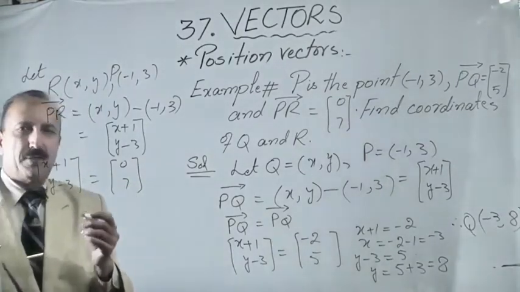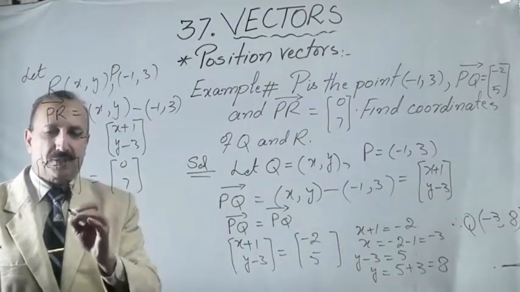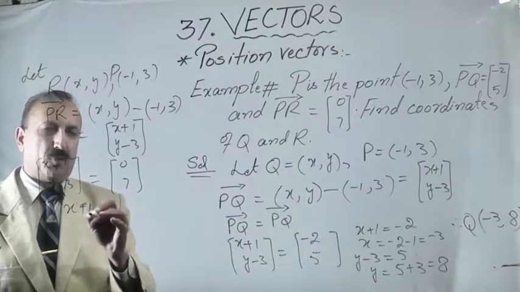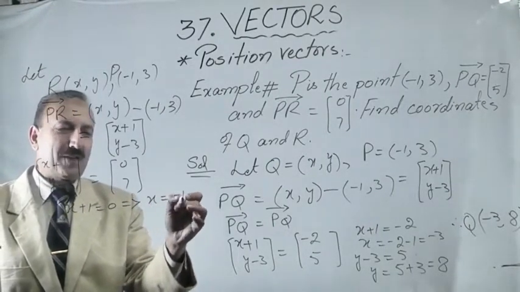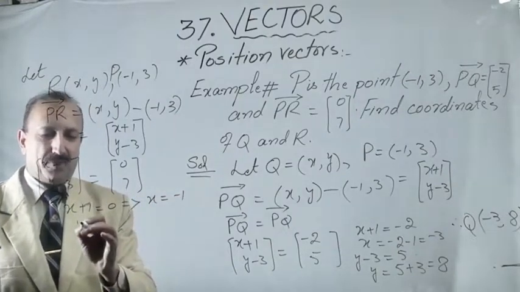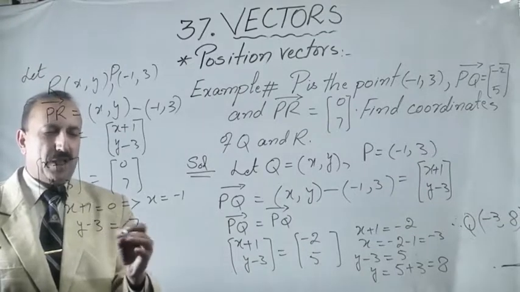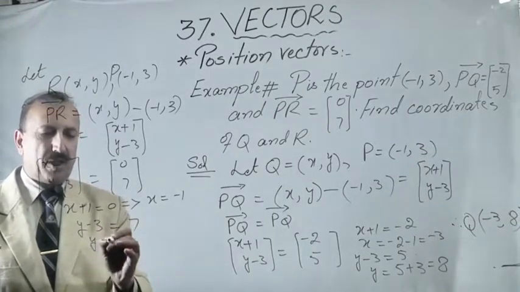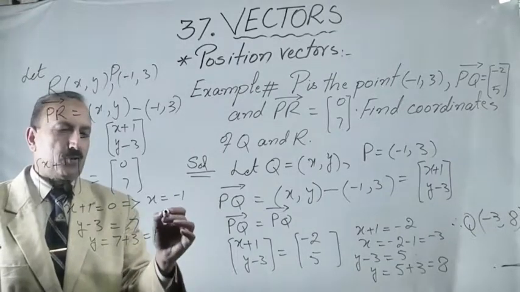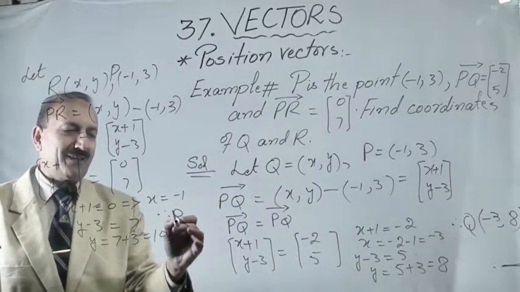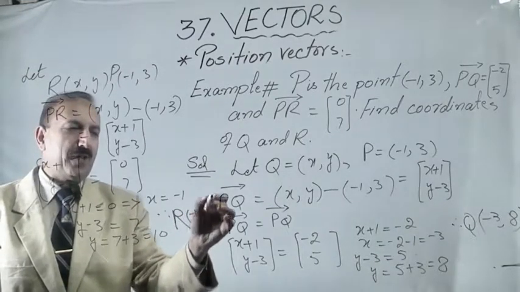And my dear students, let's equate first component with first component. It means x plus 1 is equal to 0, implies that x is equal to minus 1. And now y minus 3 is equal to 7, and this is y will be equal to 7 plus 3, and it will give us 10. So therefore, point R has coordinates minus 1 and 10.